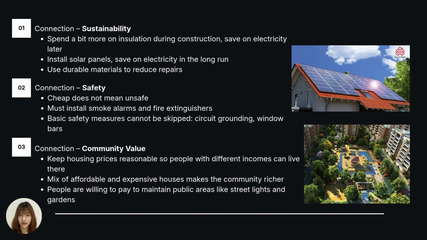Finally, community value. If all houses are expensive villas, only rich people can live here. If all are very cheap, facilities might be poor. A good design is mixed income, with different price houses so teachers, workers, and business owners can live together. They share costs for street lights, gardens, and playgrounds. This makes a stable, safe, and friendly community.